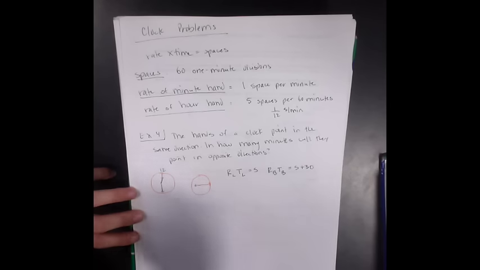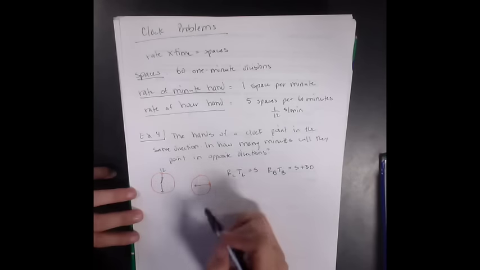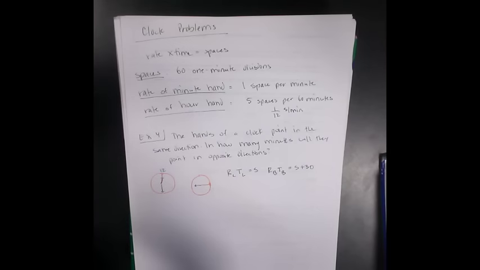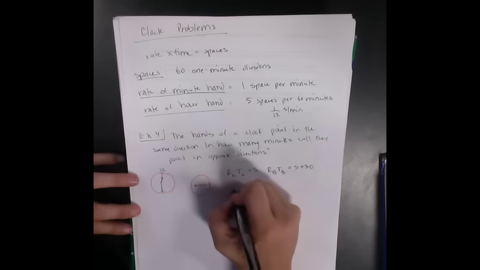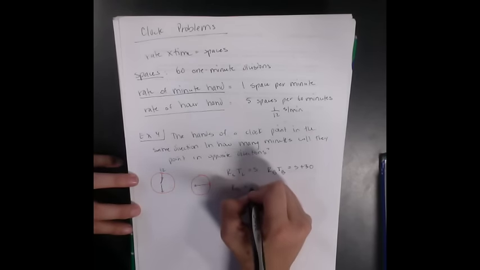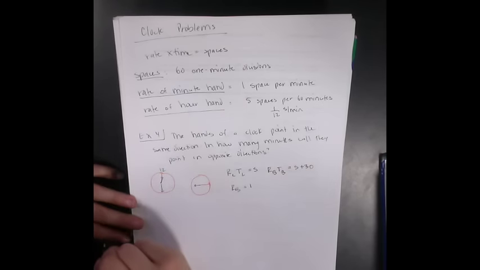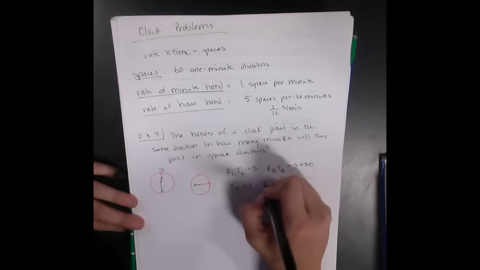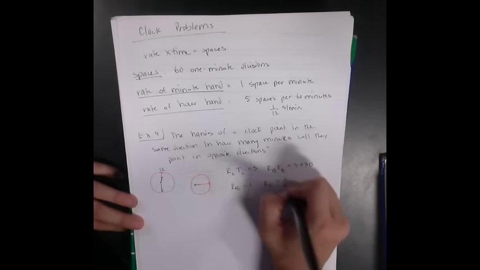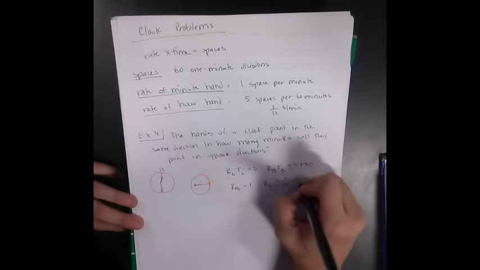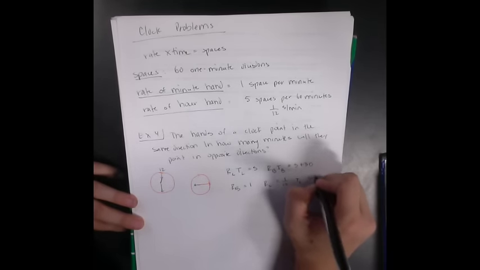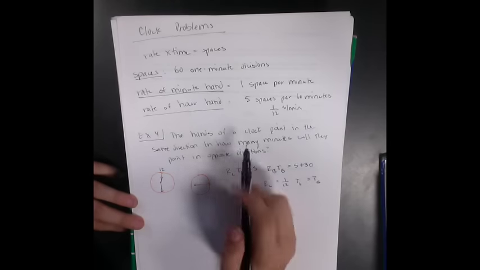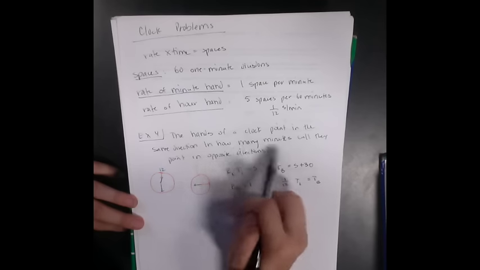Our little hand is just moving 1 space at a time, and our big hand is going to be 30 spaces apart, okay? The rate of my big hand, my minute hand, is 1, right? 1 space per minute. The rate of my little hand is 1/12. And the time is going to be equal, okay, because they're both moving for the same amount of time.